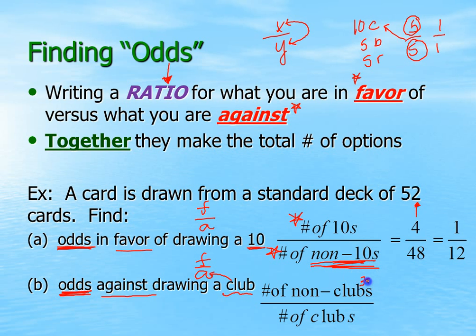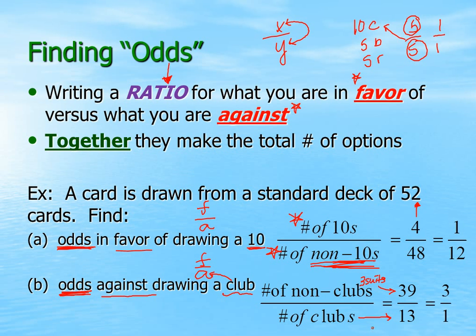Well, there's 3 suits that are not clubs, right? So 3 suits means 39 cards. 13, 13, and 13. So there's 3 suits, or 39 cards that are not clubs, and 13 cards that are clubs. So the odds would be 3 to 1.